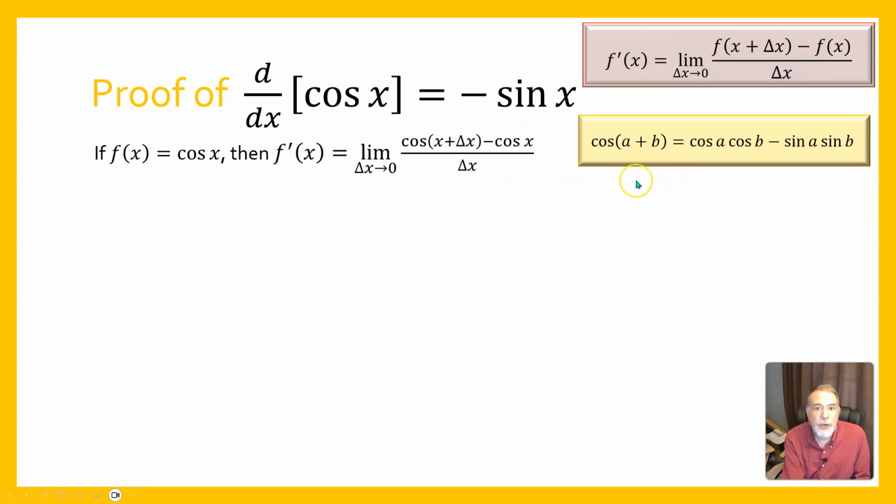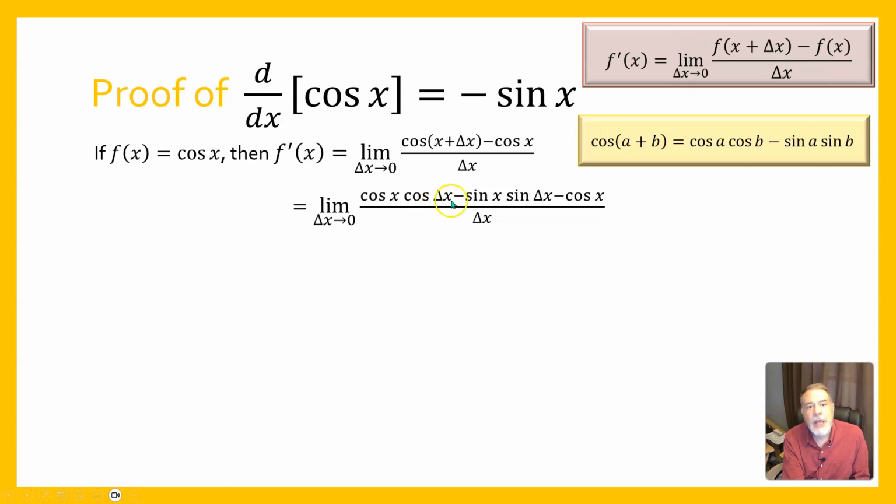And now here's where we're going to use the fact that if you have the cosine of something plus something else, that's equivalent to the cosine of the first thing times the cosine of the second thing minus the sine of the first thing times the sine of the second thing. So I can use that identity to rewrite cosine of x plus delta x as cosine x times cosine delta x minus sine x times sine delta x.